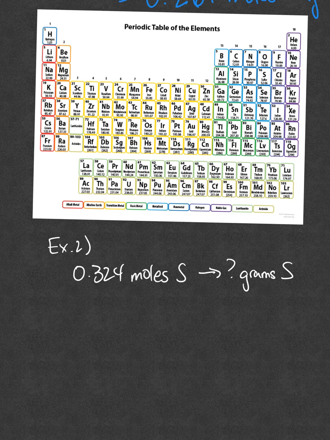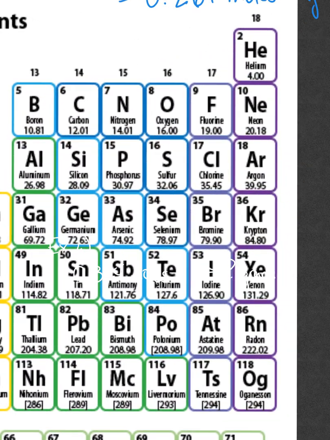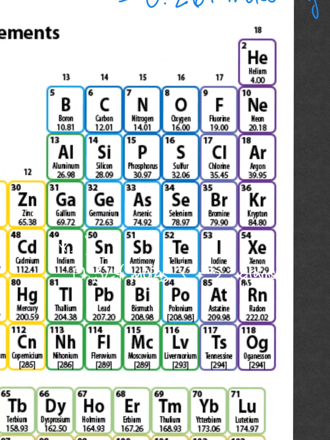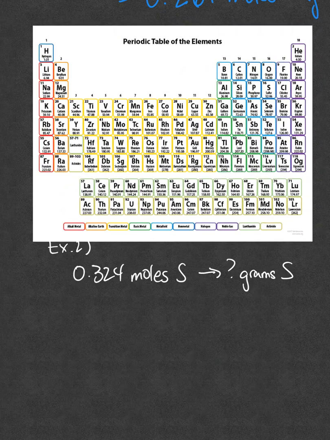So here's another example. Let's say that we have a sample of sulfur. It's 0.324 moles, and we want to know how many grams we have altogether. Once again, like I stated before, all you really need is to know the molar mass of this substance. In this case, we need to know the molar mass of sulfur. So we'll look at the periodic table here, and we see the molar mass of sulfur is 32.06. So that's going to be our conversion point to go between moles and grams. Once again, we're just going to use dimensional analysis.